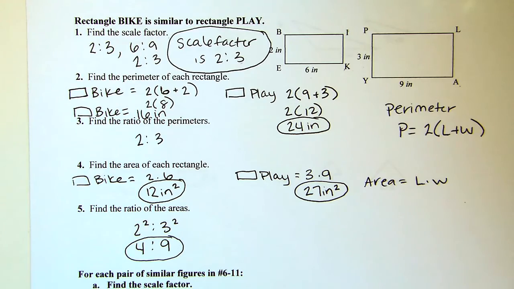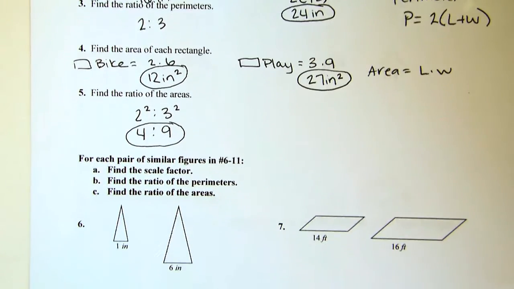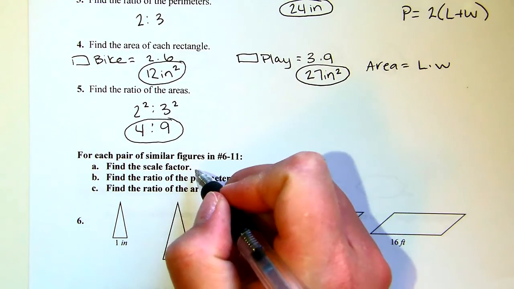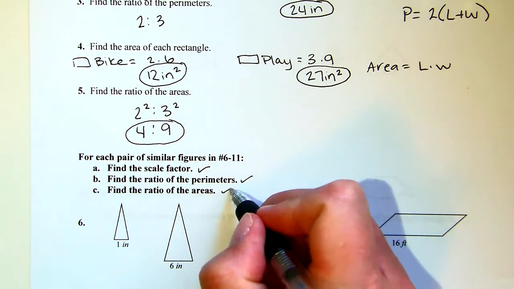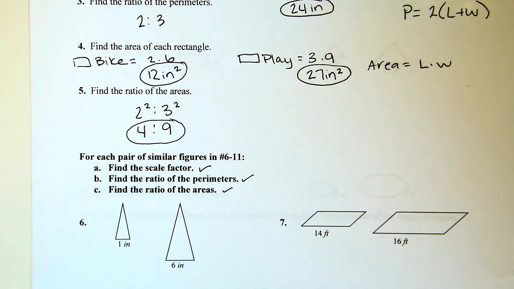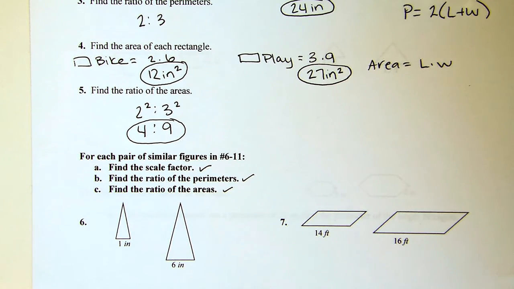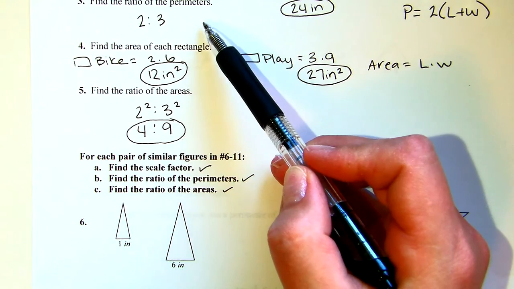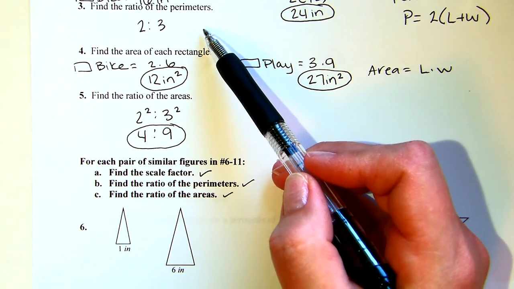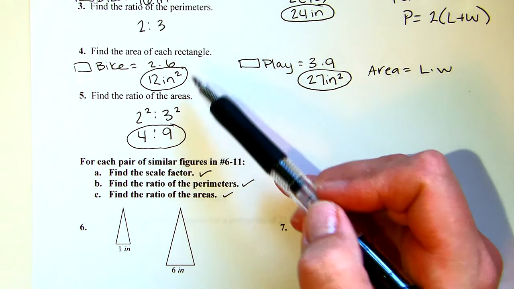Now, for each problem in numbers 6 through 11, you will be responsible for finding the scale factor, the ratio of the perimeters, and the ratio of the areas. So each problem has 3 components that you need to find. In this, please make sure that you are using the same scale factor for the perimeter, and then you're using that same scale factor in the ratio of the areas.